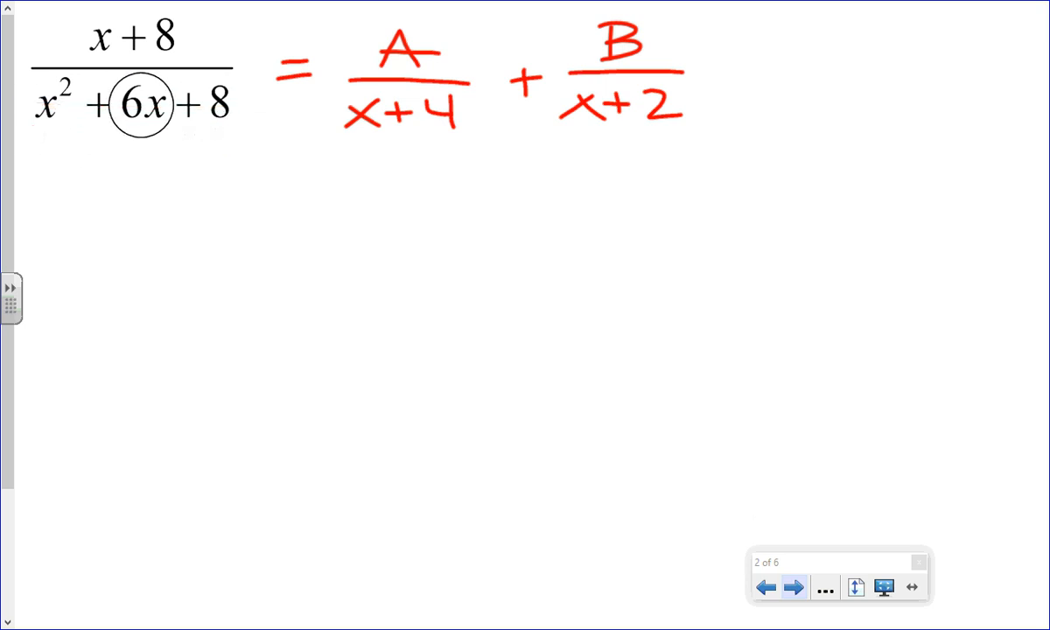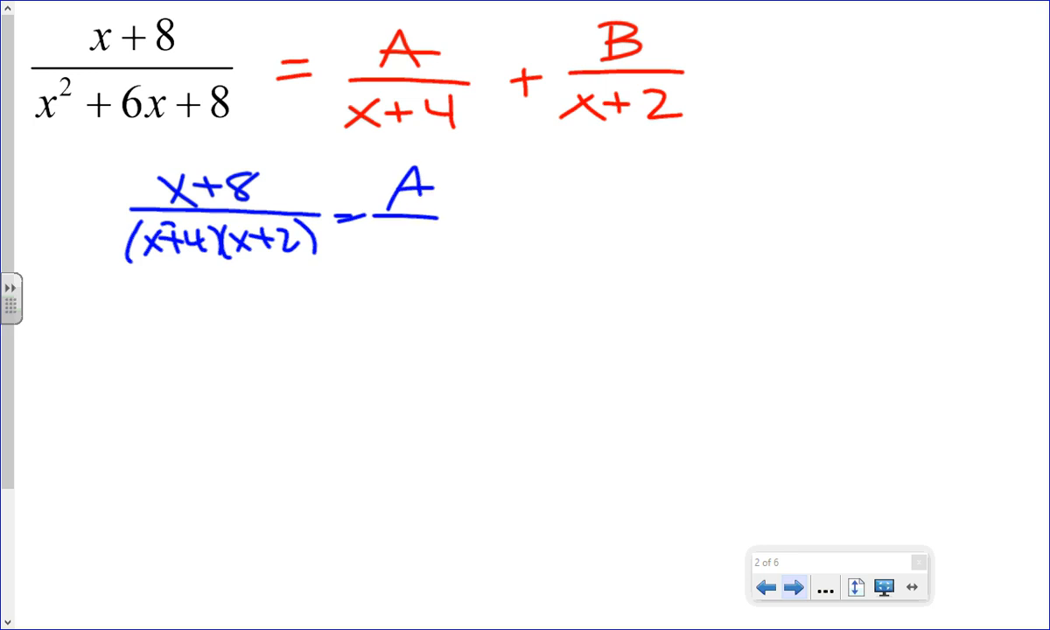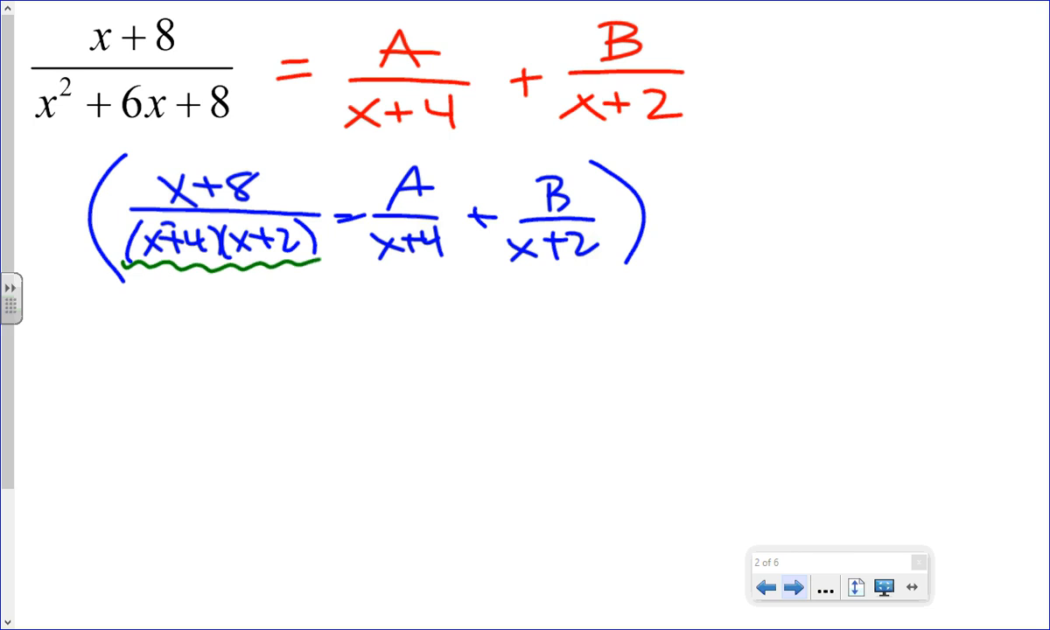So you know what? This is what I'm going to do, just for a better visual. What I'm going to have you do with each problem is multiply by the LCD. The LCD is always going to be the denominator of your original problem. So we're going to multiply by x plus 4 times x plus 2. Why? It gets rid of all of our fractions.